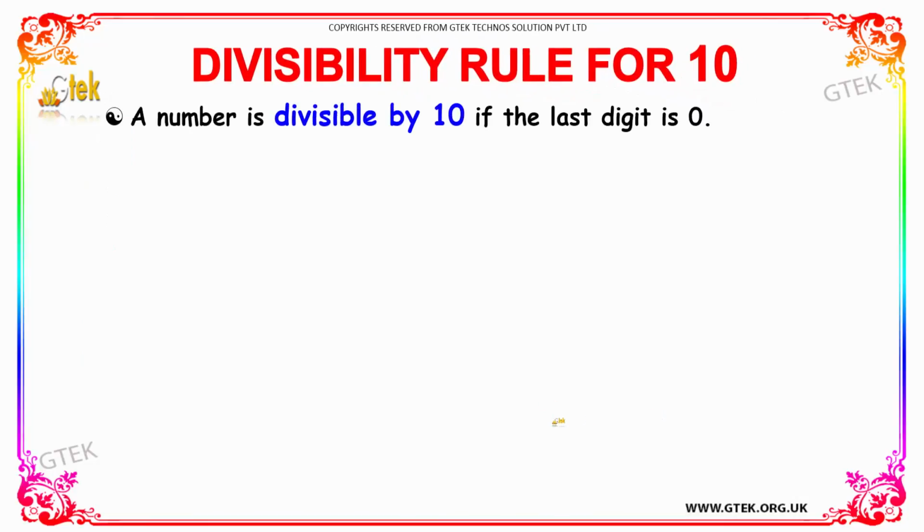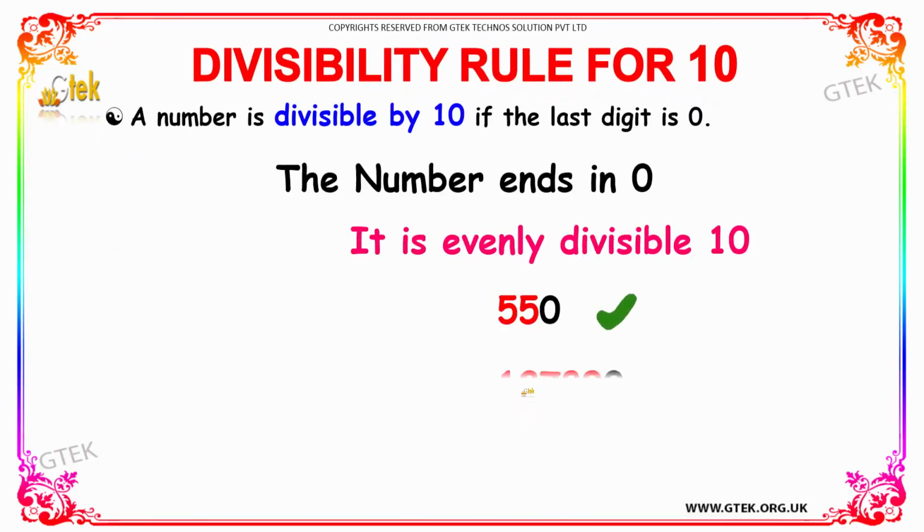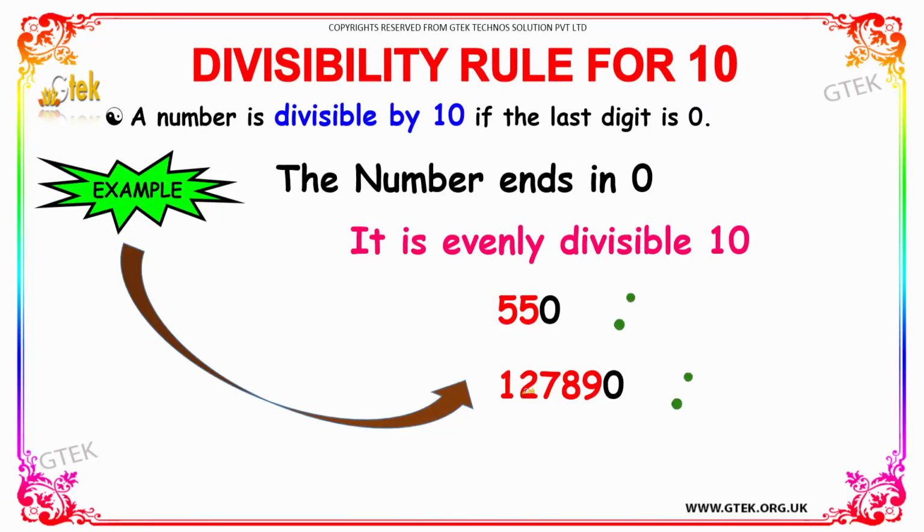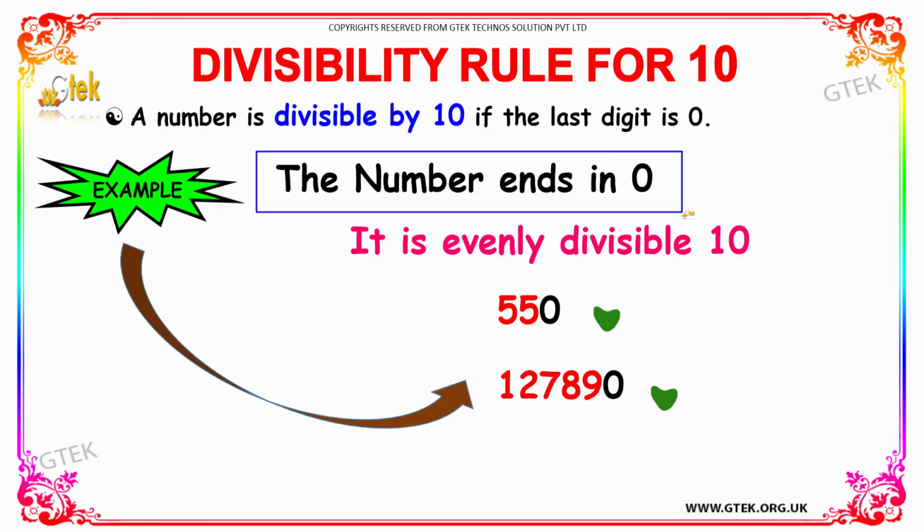Next we have the divisibility rule for 10. A number is said to be divisible by 10 if the last digit is 0. That is, the condition for a number to be divisible by 10 is that it should end with 0. Here we have a few examples to illustrate this.